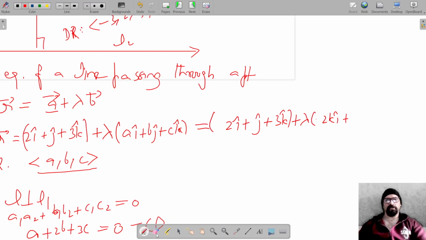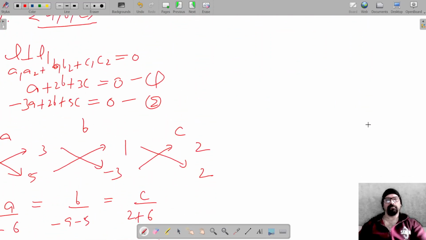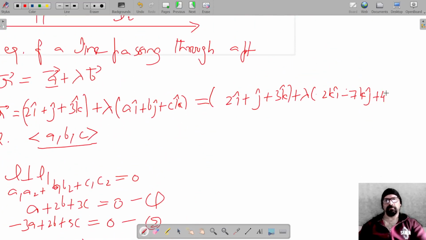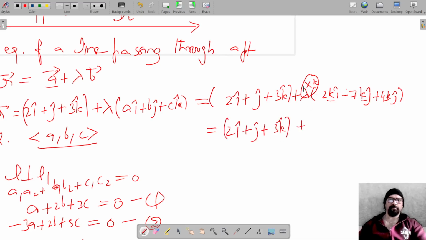This is plus 2k and then negative 7k ij, and then it's 4k j cap plus 4k j cap. I can take k, a constant, out, and lambda into k, let's say it's another constant, so 2i cap plus j cap plus 3k cap. Let lambda into k be mu, so this is 2i cap minus 7 j cap plus 4 k cap.